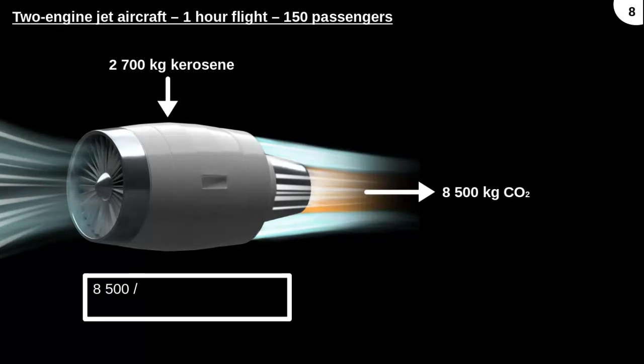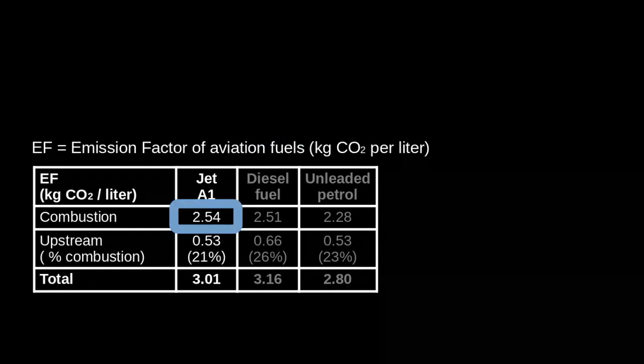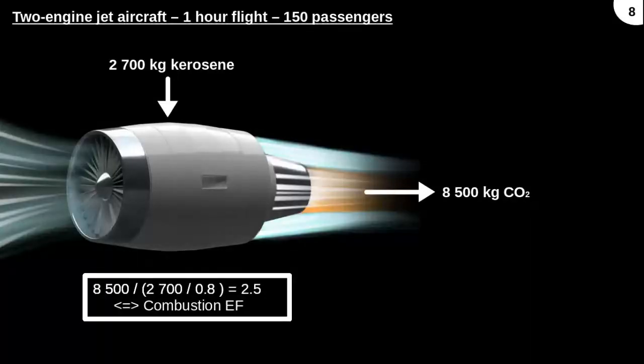Be careful, fuel floats on water. The density is about 0.8. So the number of liters is more than the number of kilograms. The result is 2.5 kilograms of CO2 per liter. This does not include upstream emissions. It's just, as expected from the picture, what flows out of the turbine. Upstream emissions take place before the flight and somewhere else.